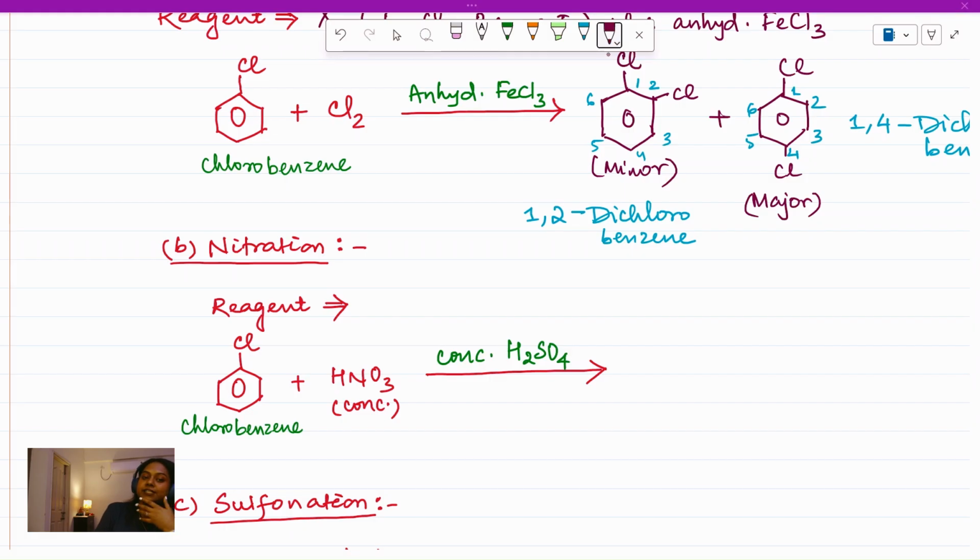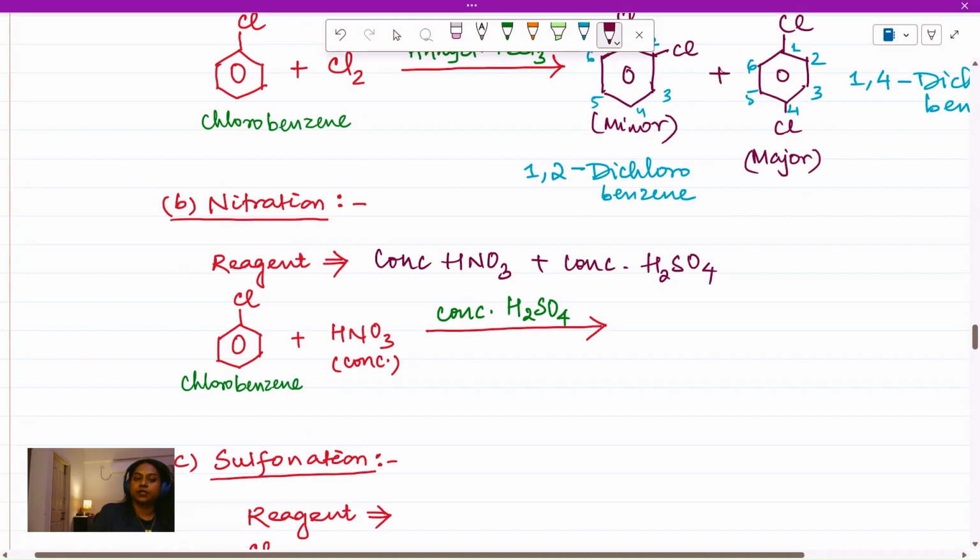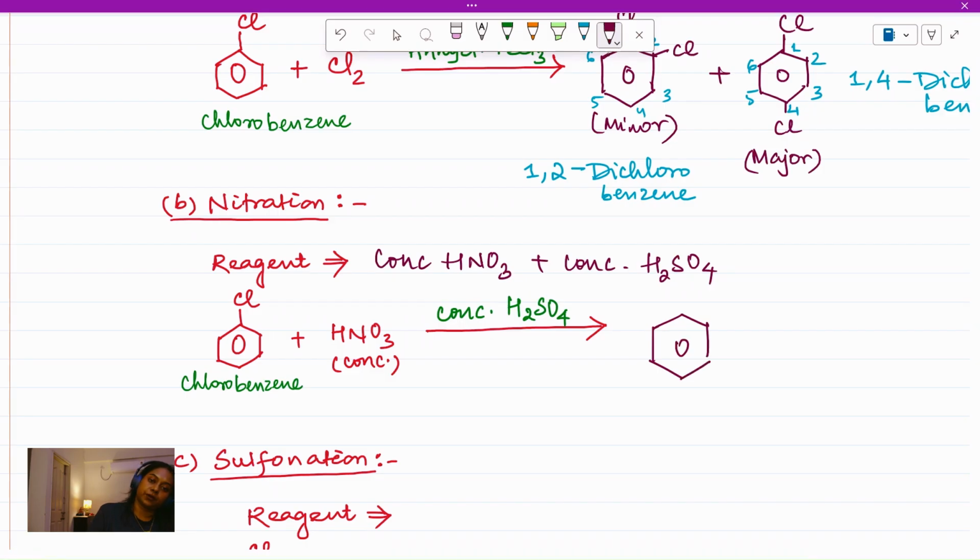Nitration. The reagent that we use is concentrated nitric acid, HNO3, plus concentrated sulfuric acid, H2SO4. And what do you get? You get a nitro substituted product. So here you have chlorine at the position where it originally was. Now, Gaurav, do you have an idea of what we are going to get?